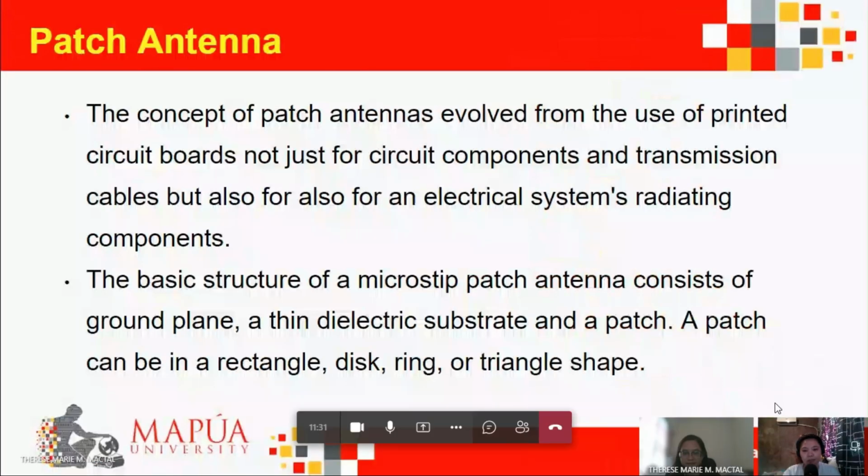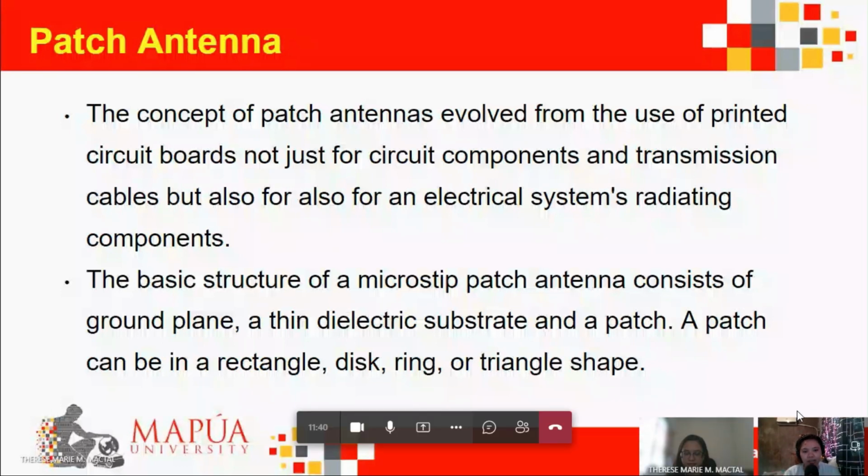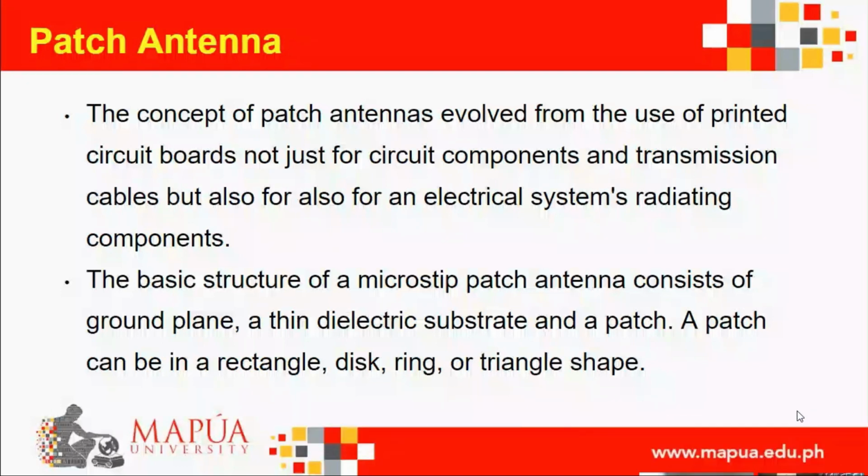The concept of patch antennas evolved from the use of printed circuit boards, not just for circuit components and transmission cables, but also for an electrical system's radiating components. So the basic structure of a microstrip patch antenna consists of a ground plane, a thin dielectric substrate, and a patch. A patch can be in a rectangle, disc, ring, or triangle shape. Next.